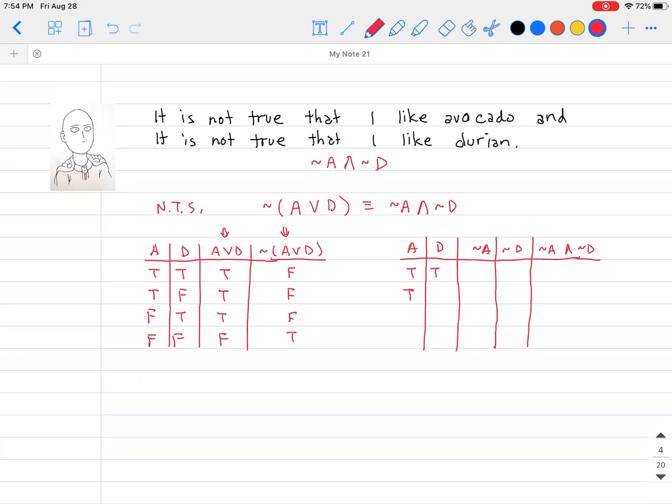Once again, I'm going to start out with TT, then TF, then FT, and then FF. It is important that the beginning part here is the same as the beginning part earlier, because otherwise you're going to get things mixed up. All right, here we go. Negation of A, so TTFF becomes FFTT. Negation of D, so that's going to be FTFT.